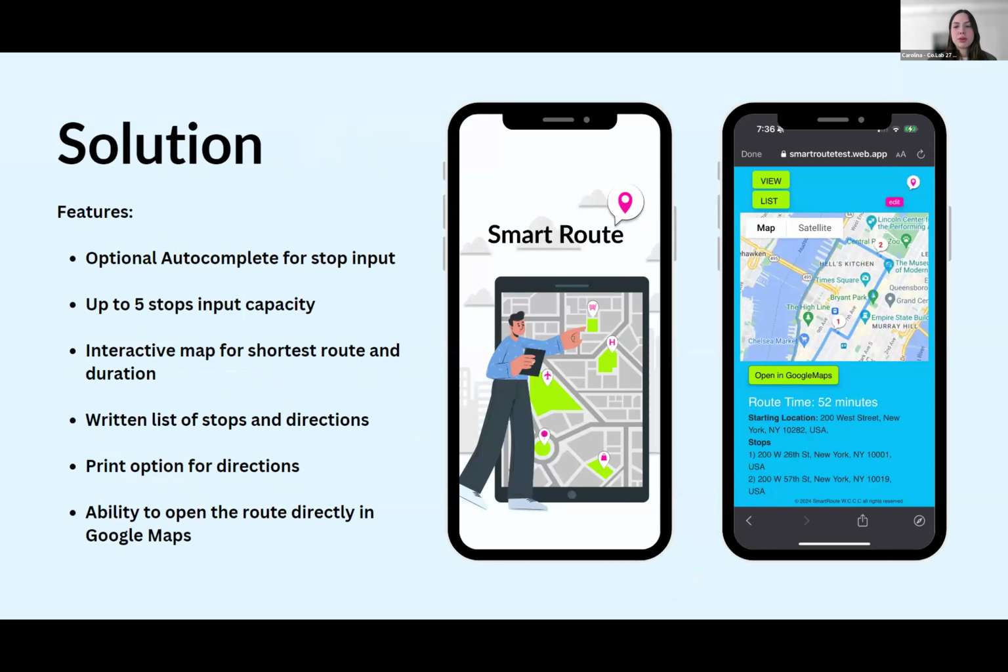So based on the user pain points, we developed Smart Route. What sets it apart from other route solutions is its route optimization feature. Users can input multiple stops and receive the most efficient routes factoring distance, traffic, and road closures. The web app offers convenient features like optional autocomplete for stops, up to 5 stops input, an interactive map displaying the shortest route and duration, a list of stops with directions, the option to print directions, and lastly, a convenient option to open the route directly in Google Maps. With Smart Route, navigating your journey has never been easier.